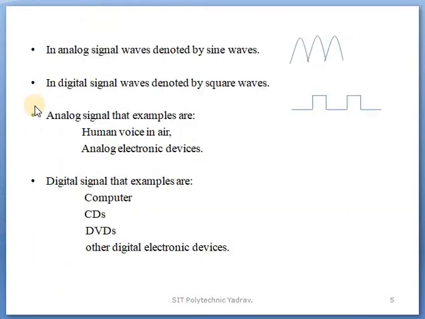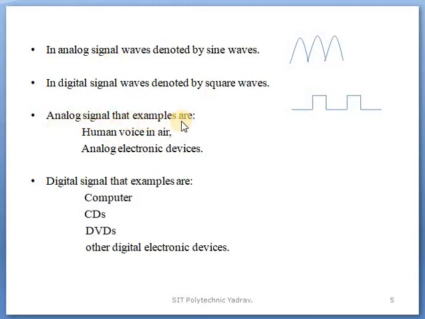In an analog signal, the wave is denoted by sine waves. Sine waves look like this. And in a digital signal, the waves are denoted by square waves. Both signals are denoted differently, with a sine wave and a square wave. Square wave means digital signal and sine wave means analog signal. Clear?